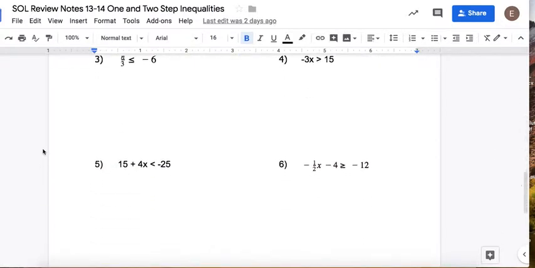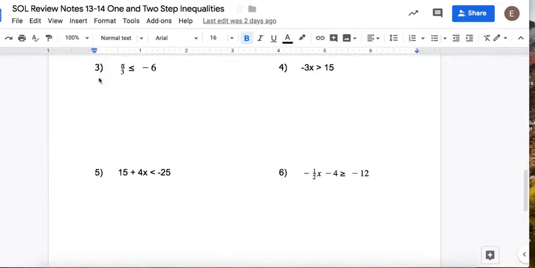All right, n divided by 3 is less than or equal to -6. Now, I don't have addition or subtraction, so I don't need to draw my t here. I typically don't. So I asked myself, okay, I want to get the variable by itself. What's the opposite of dividing by 3? And the answer is multiplying by 3. So I'm going to multiply both sides by 3.